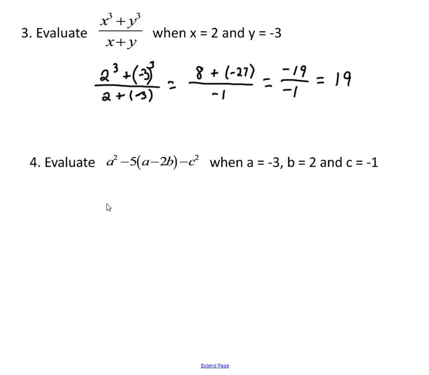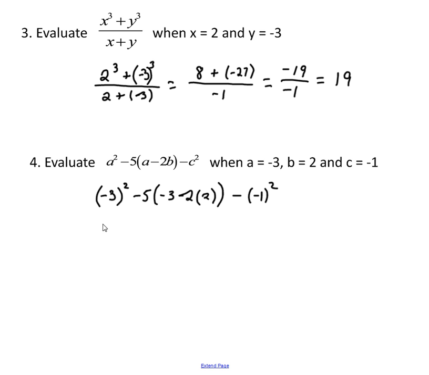All right, one more. a squared minus 5 times the quantity a minus 2b minus c squared, when a equals -3, b equals 2, and c equals -1. Well, when a is -3, we're going to take -3 squared. Again, be very careful that the negative and the 3 both get to be part of the exponent. 5 times -3 minus 2 times 2 minus c, which is -1 squared.